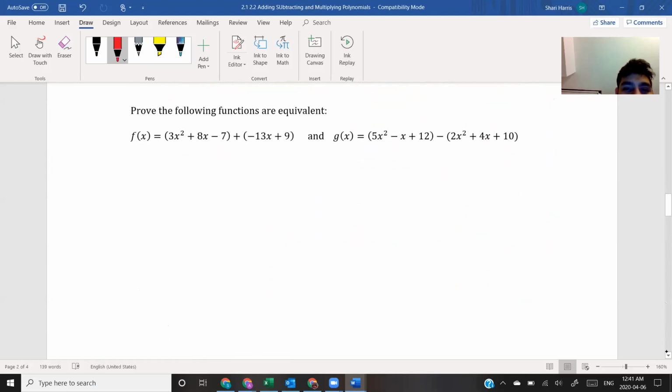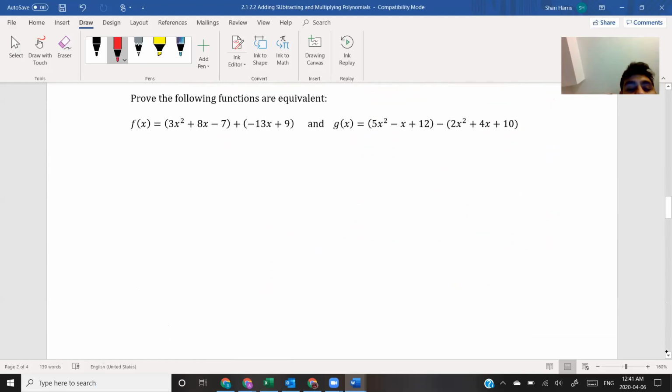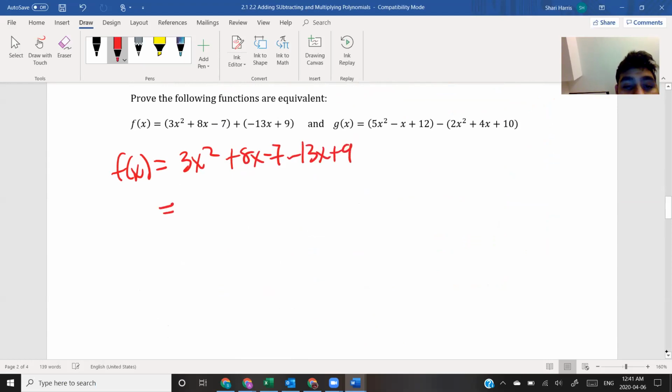So let's simplify f of x. There's a positive, so all we have to do is remove the brackets here. 3x squared plus 8x minus 7 minus 13x plus 9 equals 3x squared. 8x minus 13x is minus 5x. Minus 7 plus 9 is plus 2.